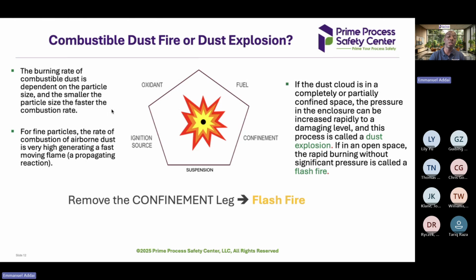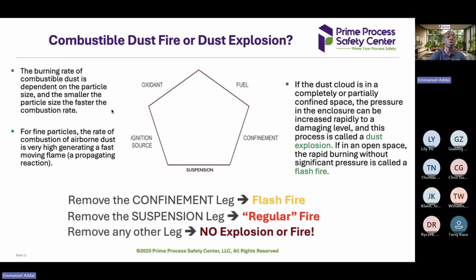So a typical example, if you remove confinement, automatically you're going to get a flash fire. That means even though you are going to get a combustion operation, nothing is there to retain the energy which is being generated during the combustion operation. What about if I remove suspension? That means I'm going to get fire. The material is just going to burn, because suspension increases the surface area of the material, which helps the material to ignite super fast.